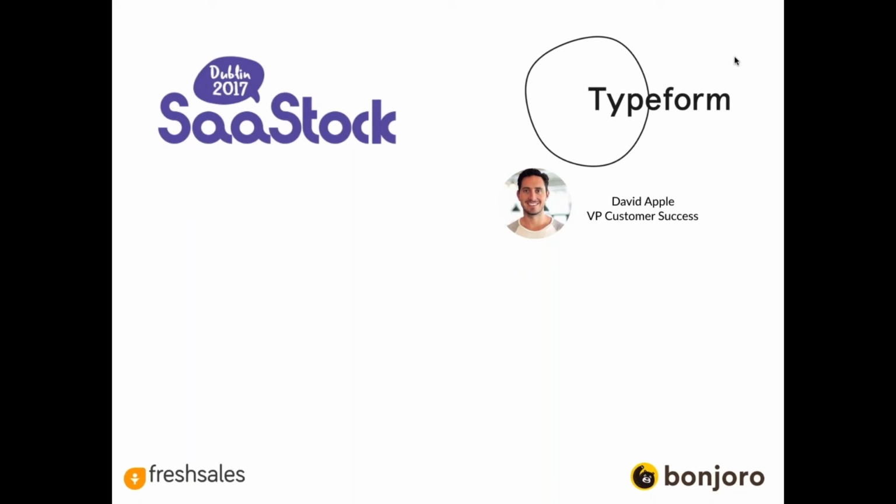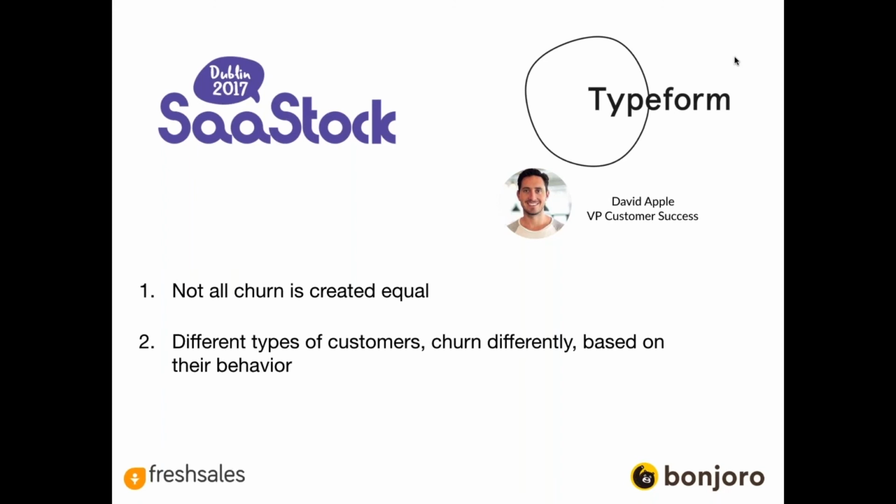They have a ton of customers, and David did a really great talk on how they segmented their churn and how they essentially helped reduce their churn. One of the key takeaways was, first, not all churn is created equal. Different types of users have different types of churn, and it's usually based on behavior. Like I said, we're a very usage-based product, which really applied to Typeform's product as well.